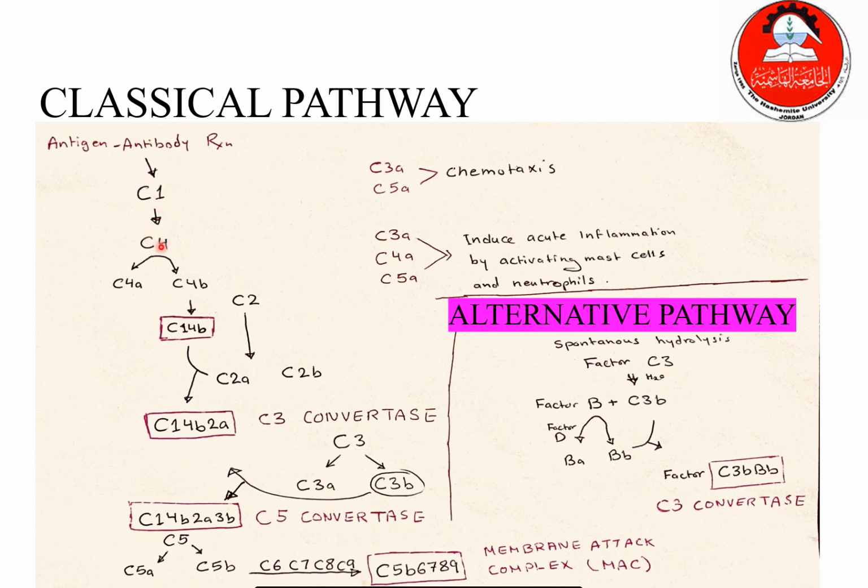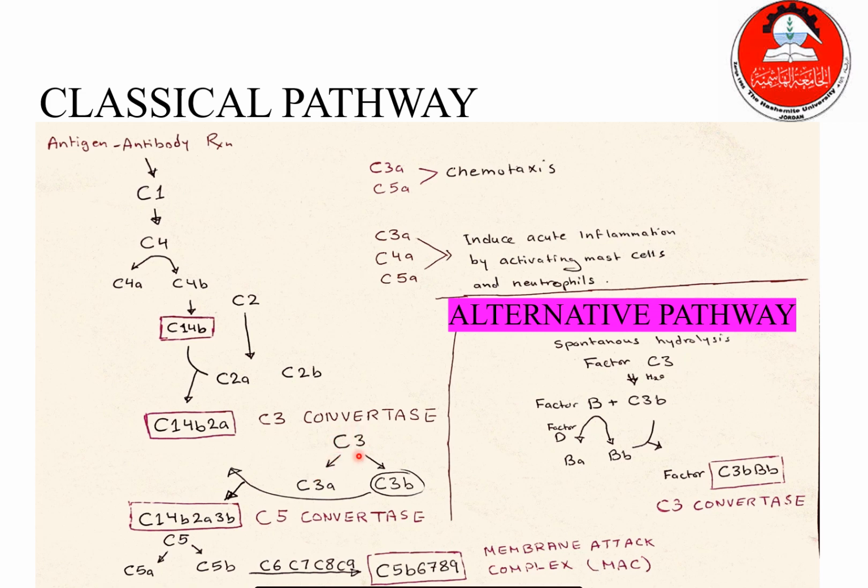This activated, this gave two products. Then the C1 ارتبط مع C4B، عملنا activation لل C2، أعطانا C2A C2B. C2A ارتبط مع C1-4B 2A اللي هو صار اسمه C3 convertase. ال C3 convertase ارتبط مع مين؟ C3 convertase أثر على مين أو activated مين؟ C3.